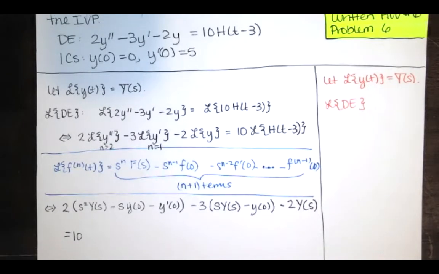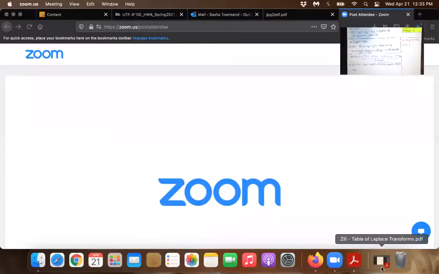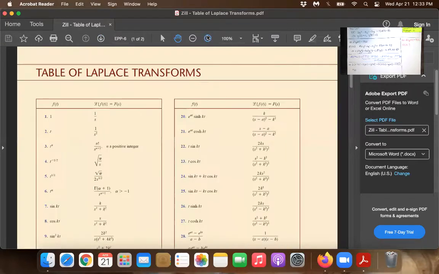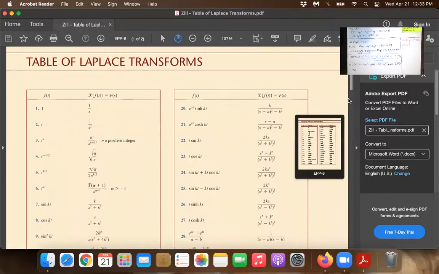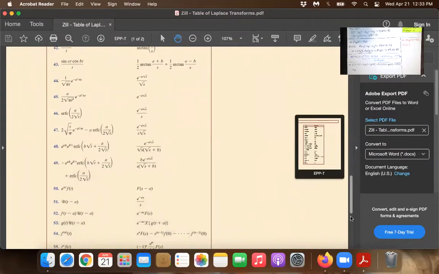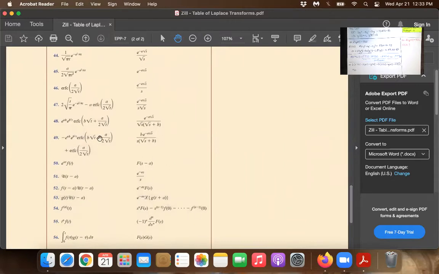Now, there are a couple of ways you could find that Laplace transform of the Heaviside function at t minus 3. I'm just going to go straight to my table, the table of Laplace transforms. This is from the Zill Differential Equations textbook. And I'm going to look for the Heaviside function. They use a slightly different notation than we do. They use u of t minus 3. And I don't know if you can see it. It's right here on the list. It's number 51.